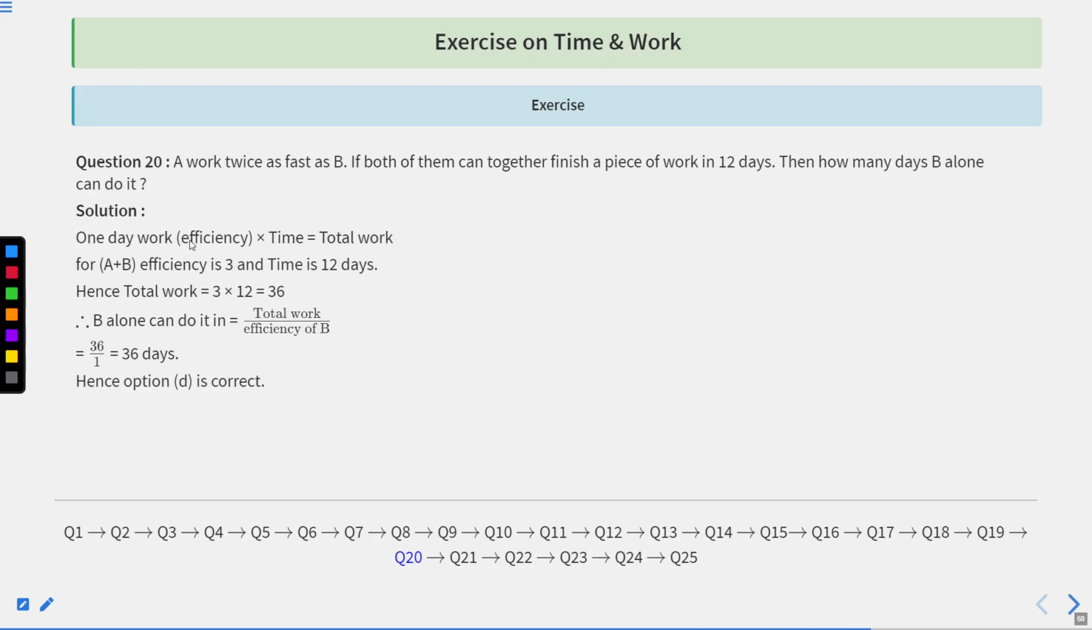So 1 day work into time will give us total work. For A plus B, efficiency is 3 and time is 12 days. That means total work is 36 units. Therefore, B alone can do it in total work upon efficiency of B, that is 36 upon 1, that is 36 days. So the correct option here is option D.